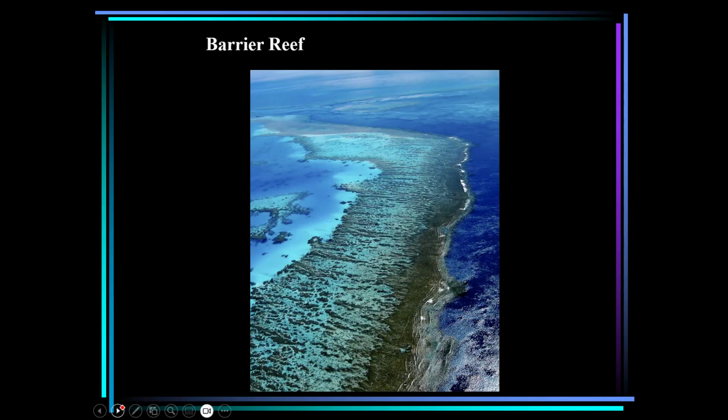Next one is the barrier reef here. See the reef front right here, the really dark blue in front of it. That just means very deep ocean. And behind the reef is the very, very light blue turquoise color, which shows that it's very, very shallow, and the land is now pretty close to it.